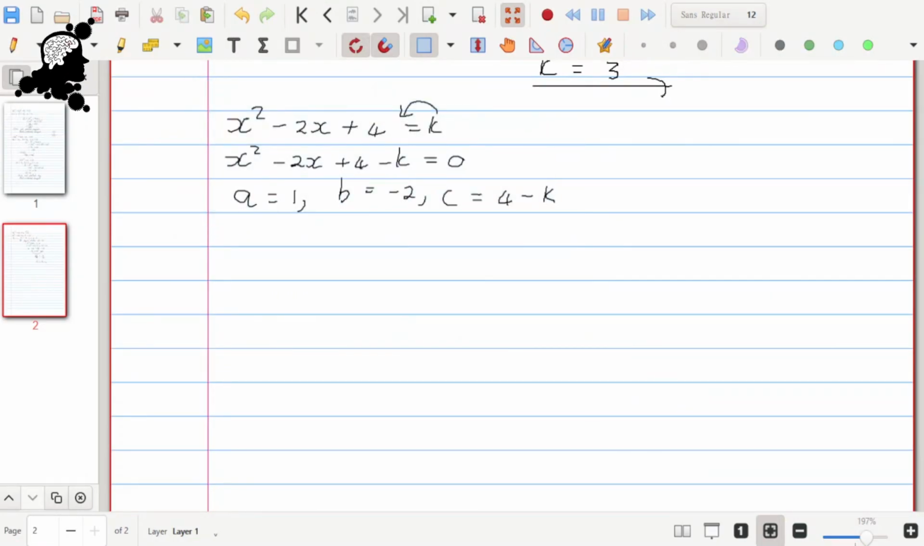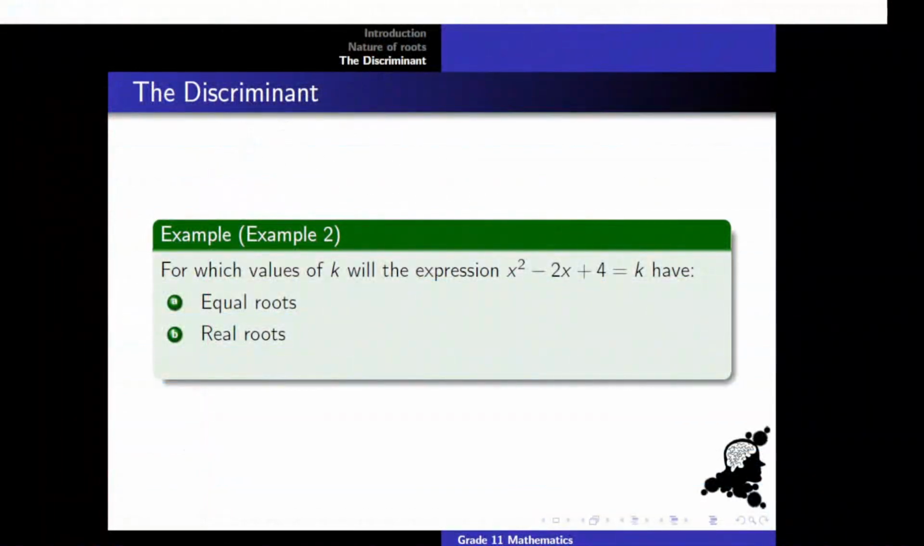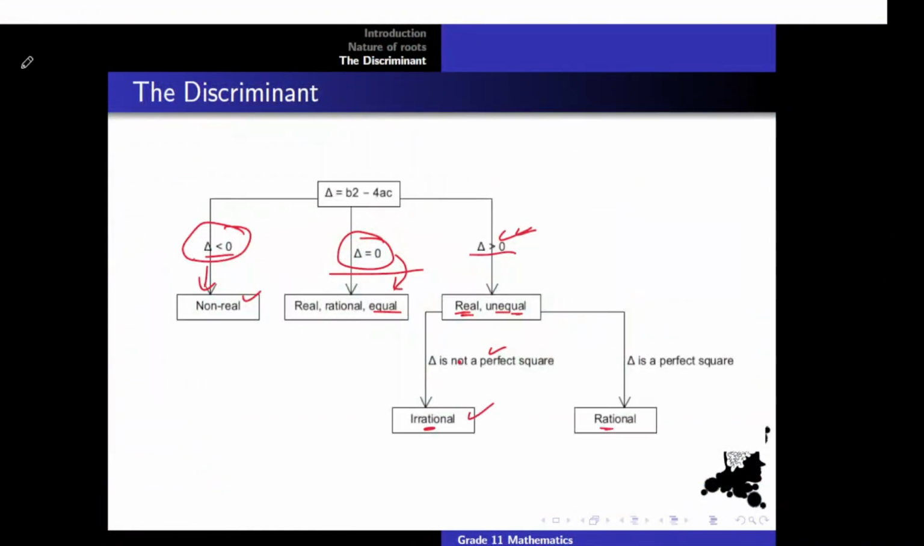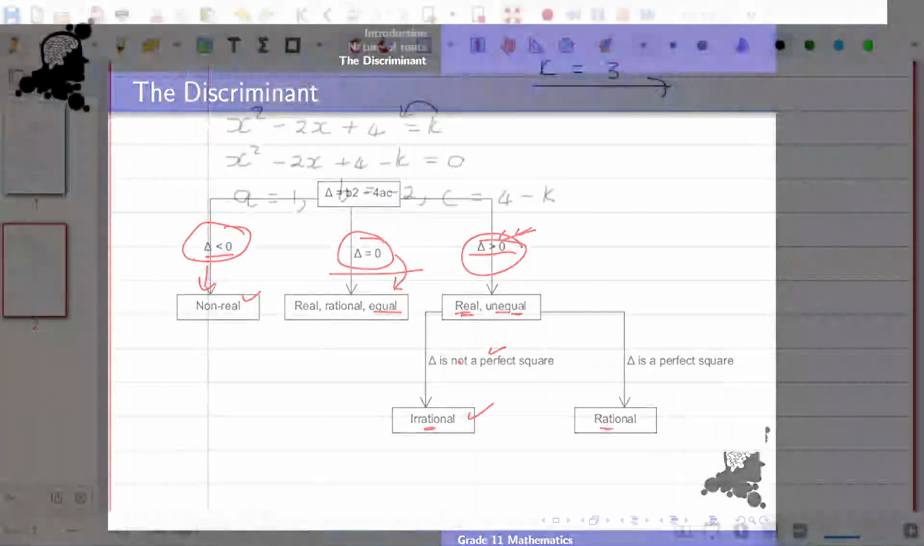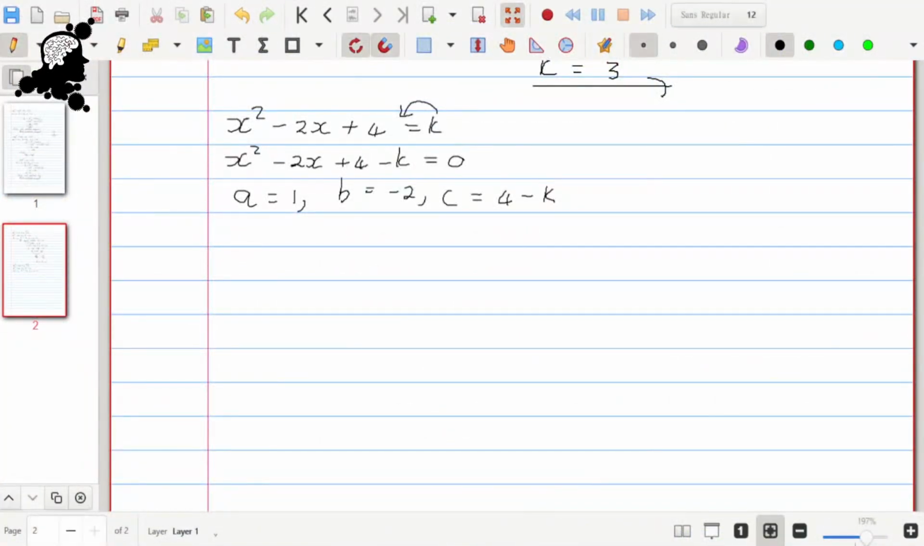Okay, the question is asking us for real roots. So let's go to our diagram and check under what circumstances we have real roots. The roots are real when delta is positive. So let's go back to our sheet of paper and we're going to say here, for real roots, the value of delta must be greater than 0. So we could say b squared minus 4ac, which is delta, is greater than 0.